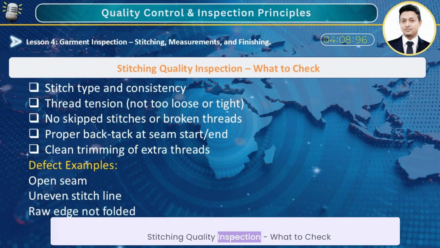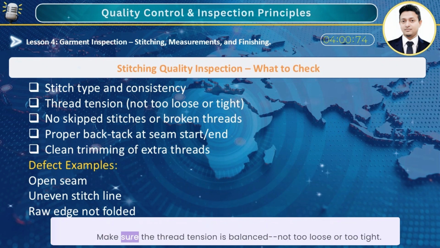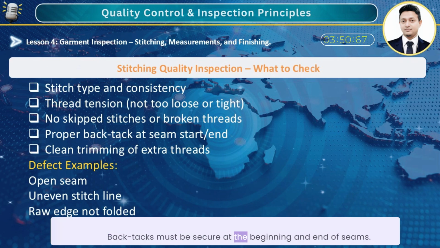Stitching quality inspection. What to check? When checking stitching quality, focus on the stitch type and its consistency. Make sure the thread tension is balanced, not too loose or too tight. There should be no skipped stitches or broken threads. Backtacks must be secure at the beginning and end of seams.